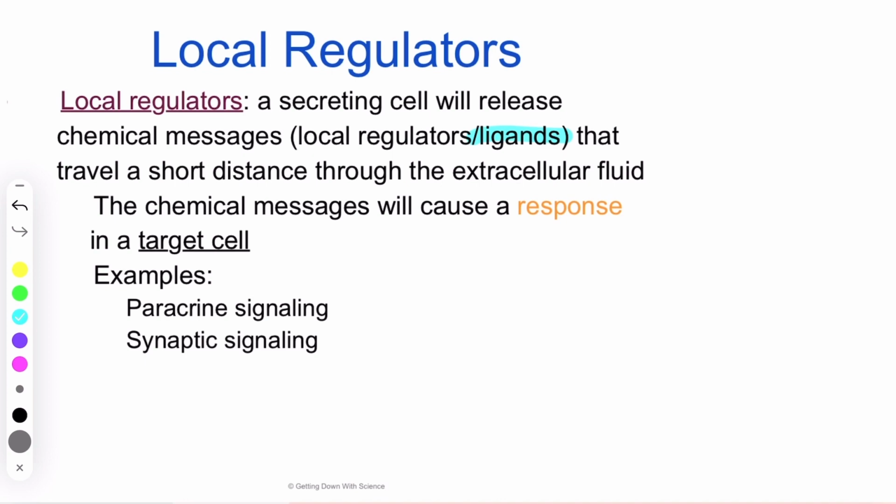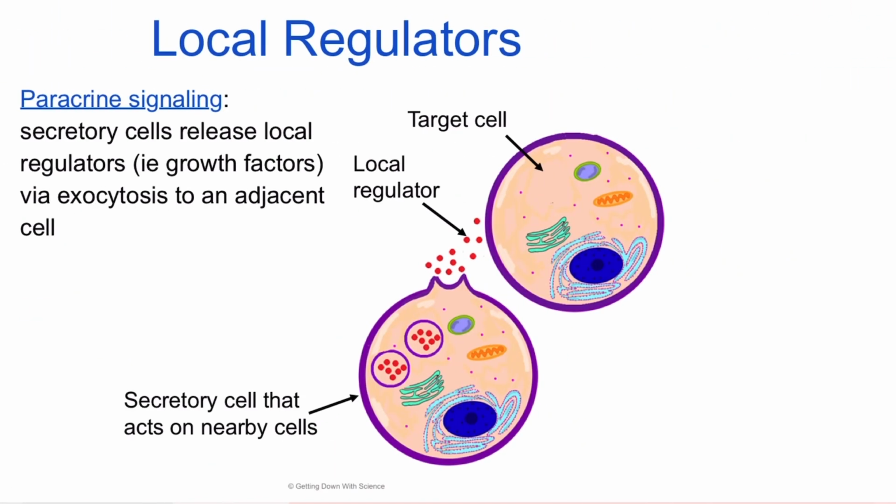So we're going to have 2 options, and we are definitely going to need to know these words and be able to identify them. Paracrine signaling and synaptic signaling.